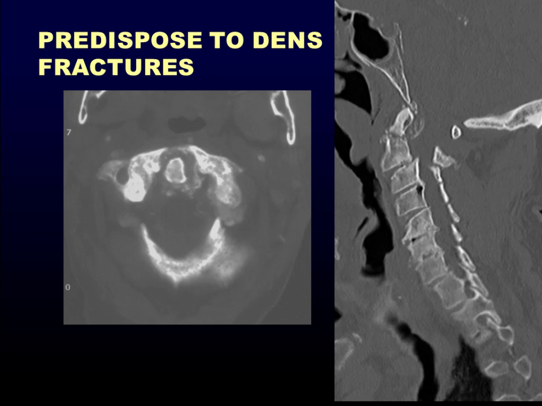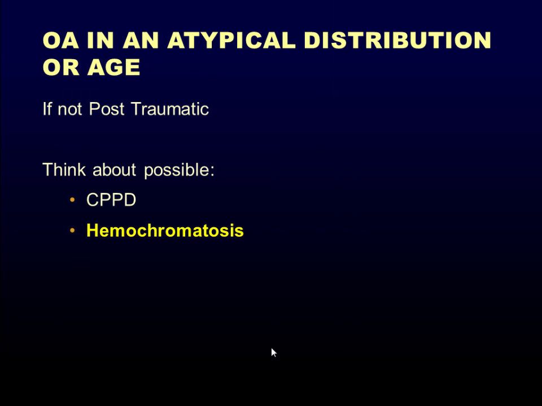One clearly identified cause of dens fractures in older patients is CPPD, where no trauma or minor trauma can result in a fracture, type 2 fracture most commonly through the dens, from deposition disease around the dens, creating erosions and an easy means of fracture of the dens. So if you're seeing OA in an atypical distribution, you're going to think about CPPD. The other one that I want you to think about is hemochromatosis.